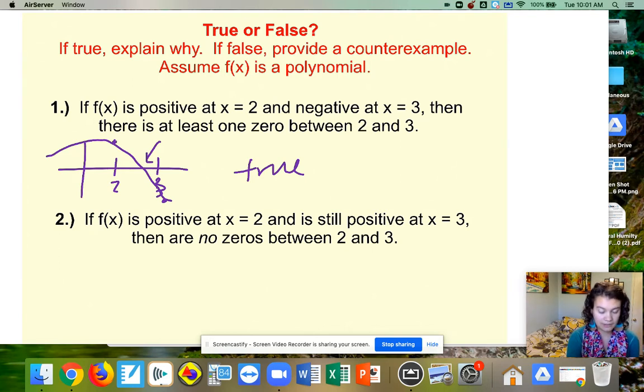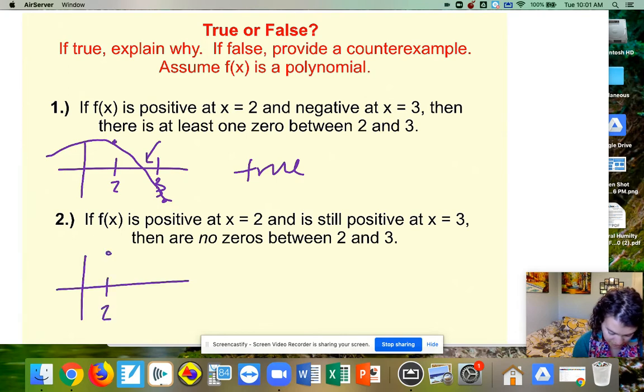All right, next, here we have a similar idea. At 2 f of x is positive, at 3 it's still positive. So this is saying there are no zeros. Well, that could be true if I drew something like this that went like that. But I could draw something that went like this, and then there are zeros. So this one is false.